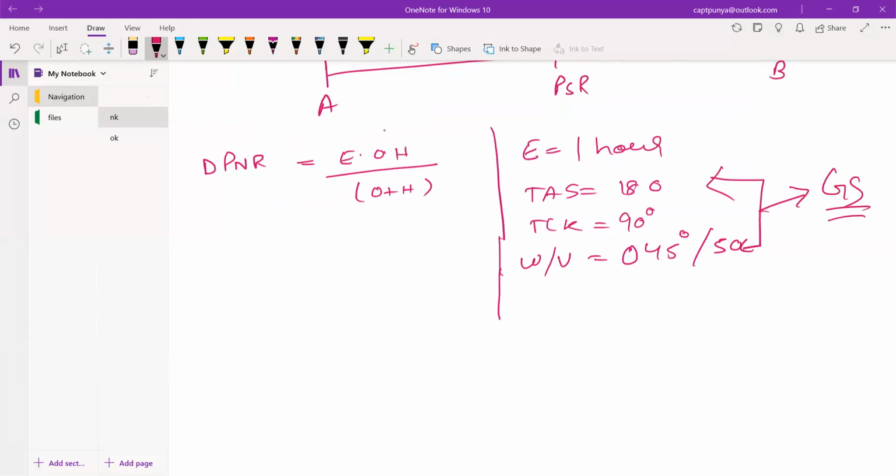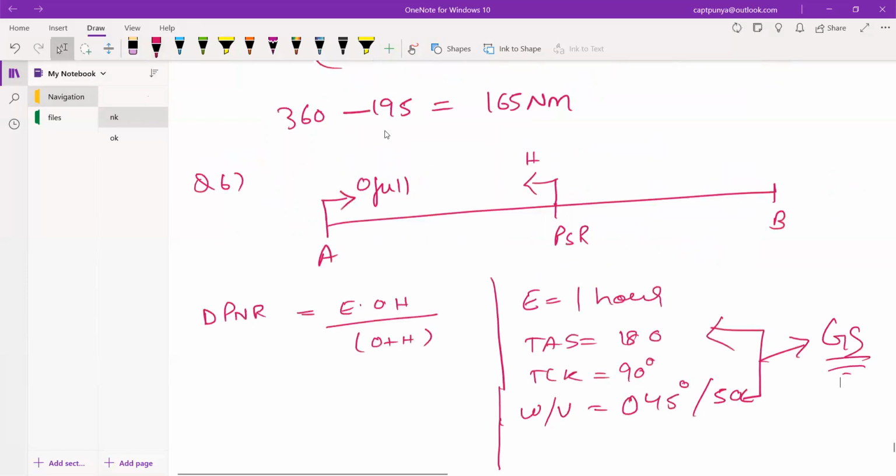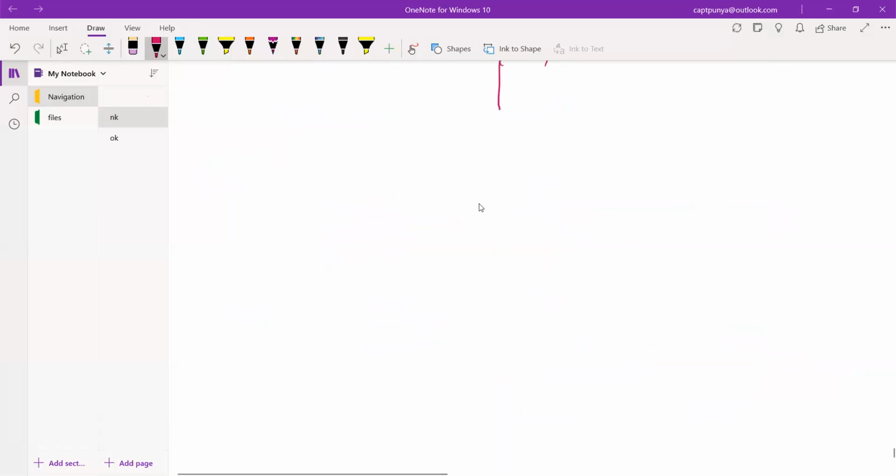Okay. So now guys, when you're flying outbound, your track is 90 degrees. I have told you how to calculate the opposite track. You just have to add 180 to the 90, which is 270 degrees, your opposite track. So let us first calculate the outbound ground speed. How to calculate it? Simple. The TAS is given as 180. For the outbound, the track is 090, and your wind direction and velocity is 045 and 50.